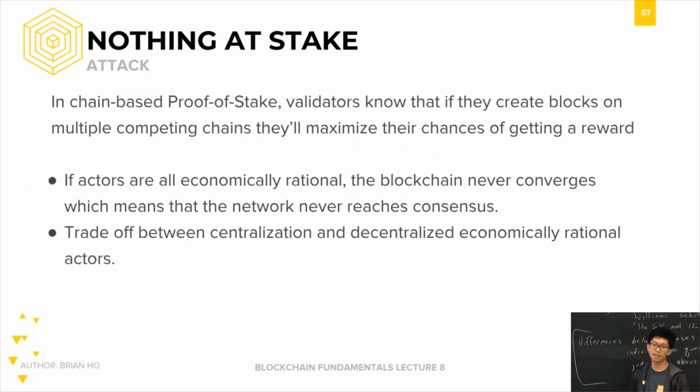So in proof of stake, if validators already know that they can create blocks on multiple competing chains, they'll maximize their reward by voting on either side of the chain, right? And so if all our validators, or people creating the blocks in our proof of stake system, adopt this strategy, we end up with conflicting forks that can never converge. We can never reach consensus, and that's really, really bad.